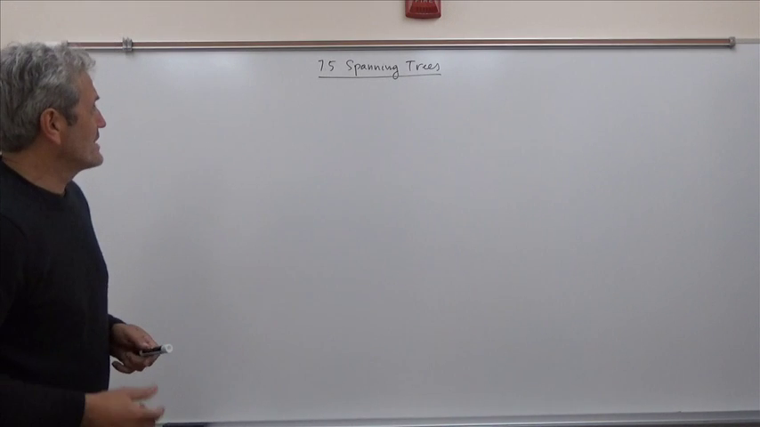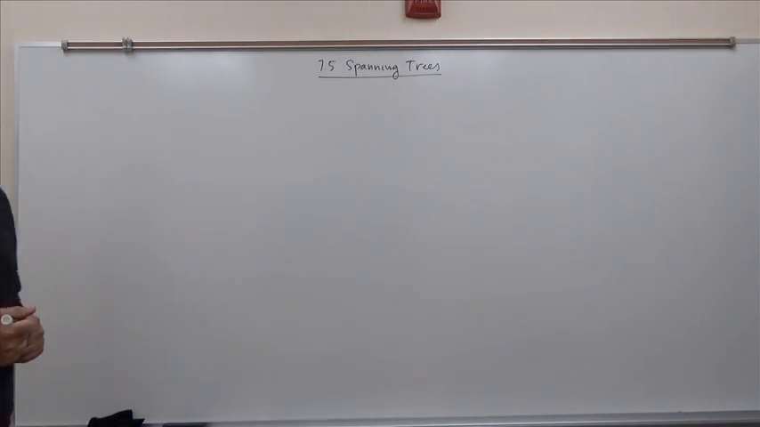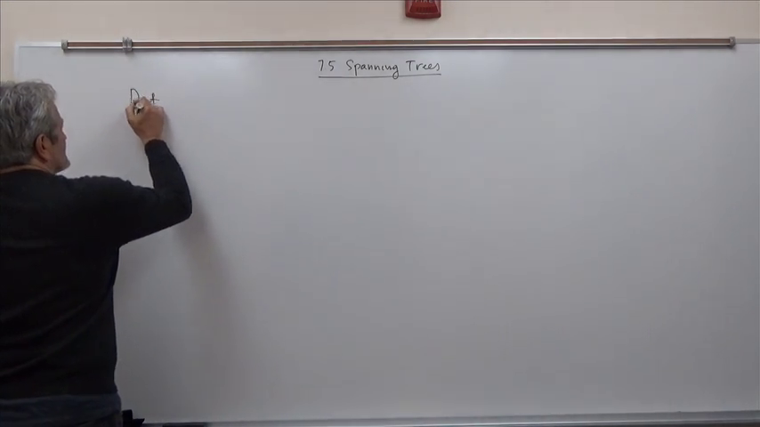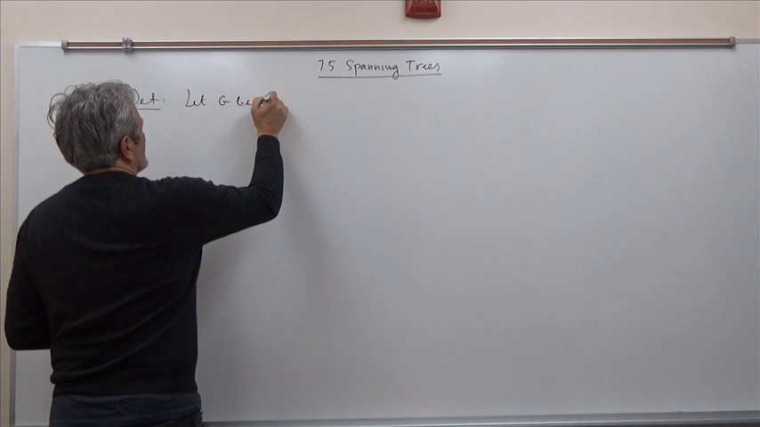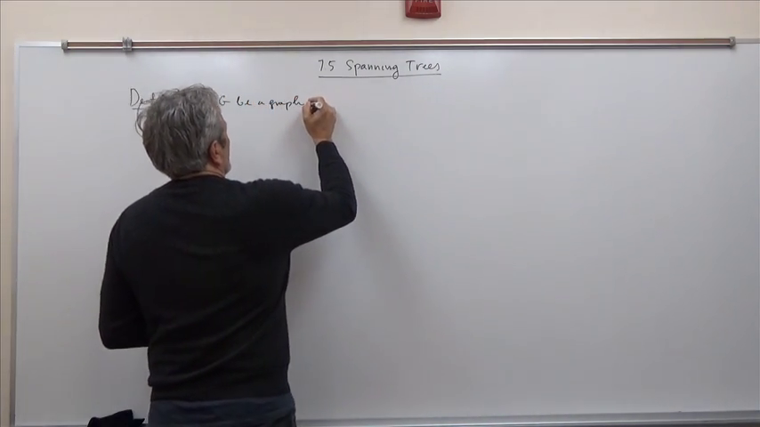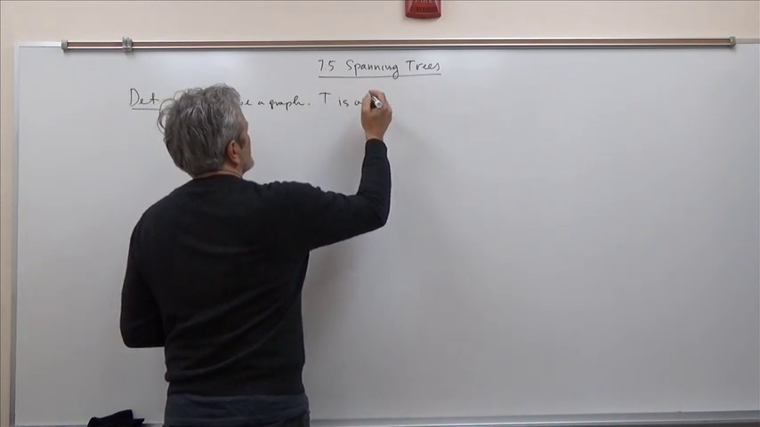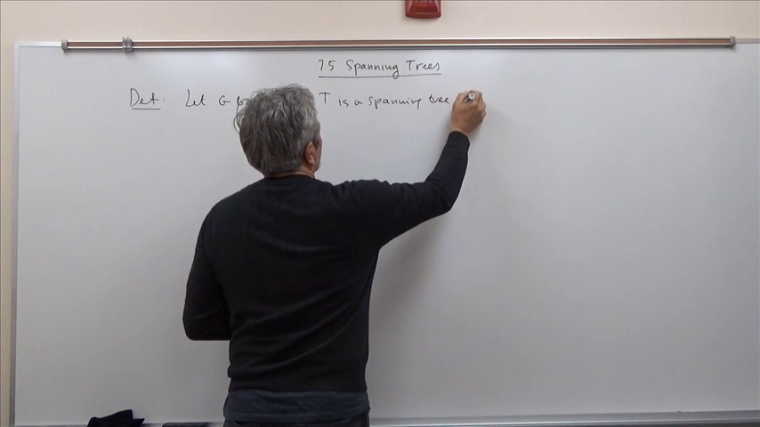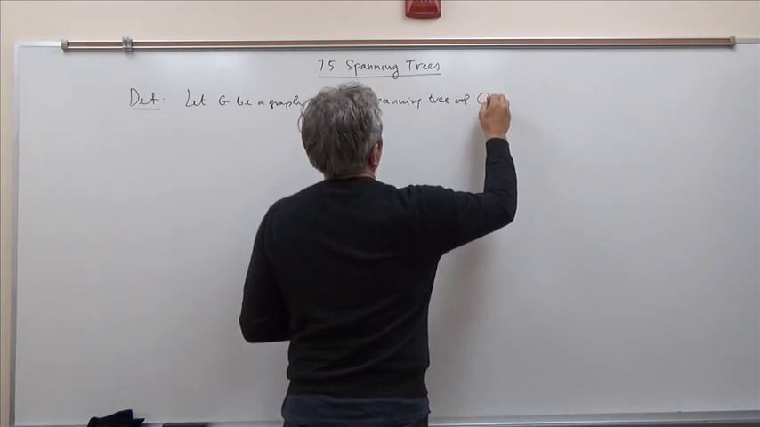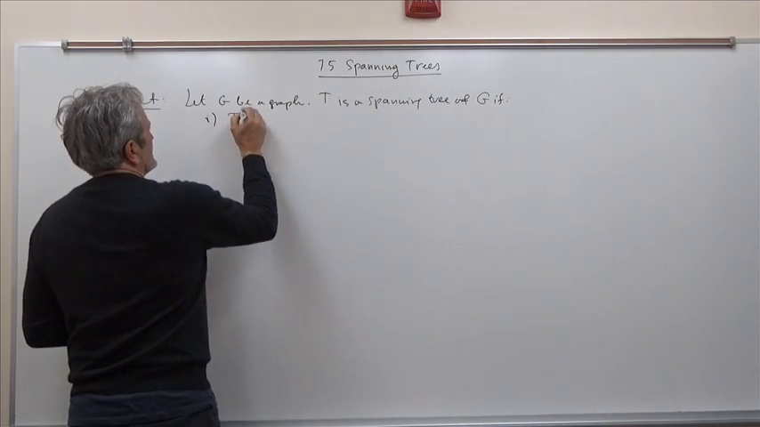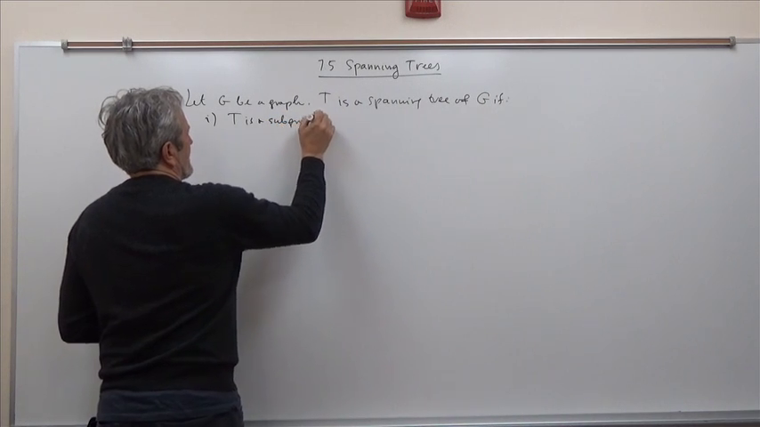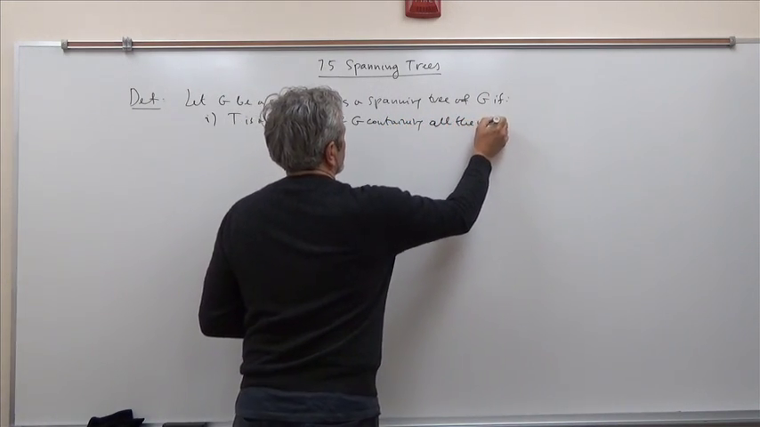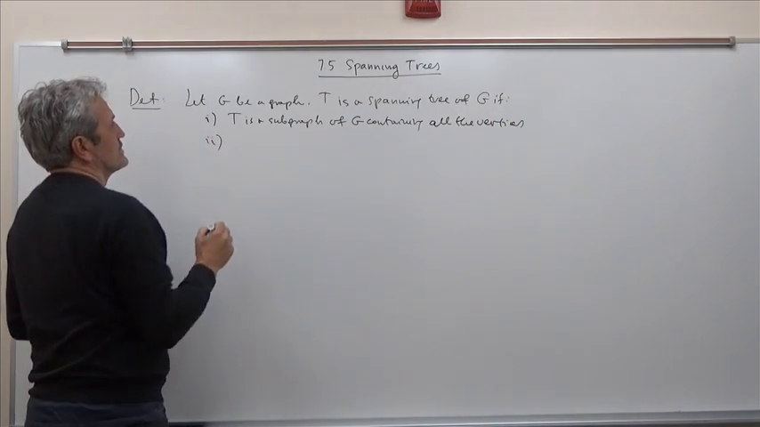Hi, today we finished chapter 7, and we finished our course with section 7.5, which is spanning trees. The definition: the name says it. Let G be a graph. T is a spanning tree of G if, number 1, T is a subgraph of G containing all the vertices. And number 2, T is a tree.